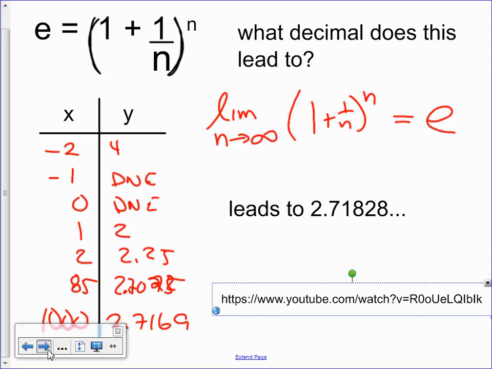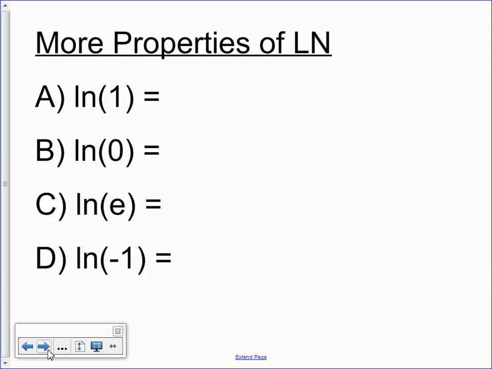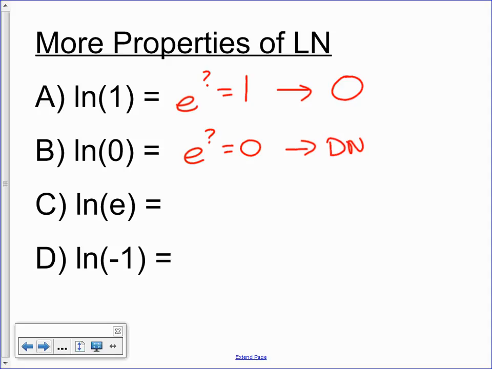All right, here we go. Some properties of the natural log, and it's the natural number. So, for example, natural log of 1 just means e to some number is equal to 1. So that means the answer is 0, because e to the 0 power is 1. And to rewrite this, e to what power would give you 0? Does that exist?